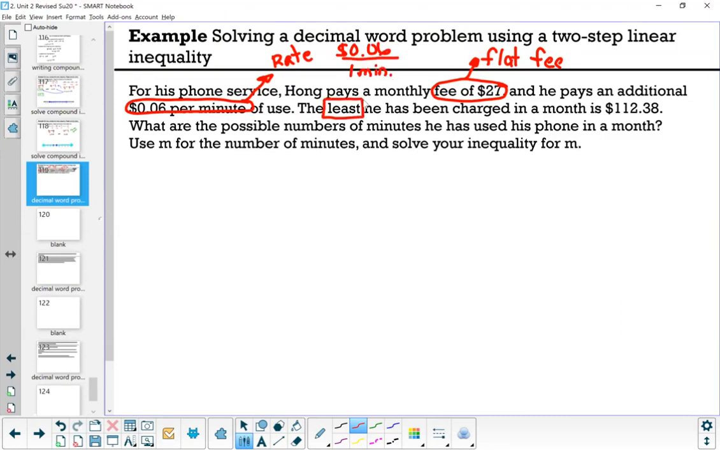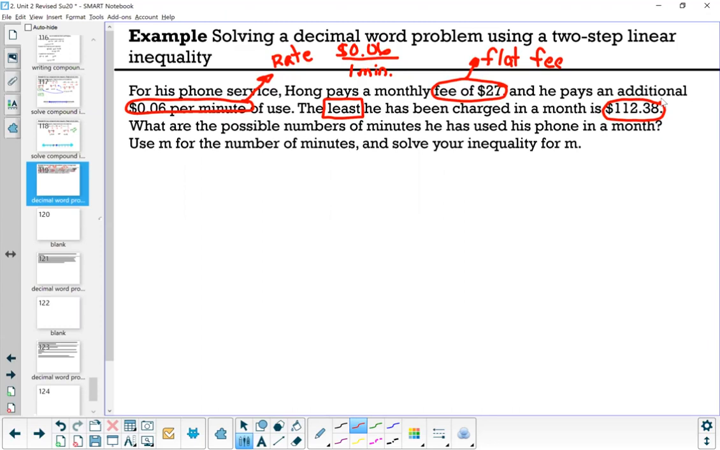The least he has been charged in a month is $112.38. What are the possible numbers of minutes he has used his phone in a month? Use M for the number of minutes and solve your inequality for M.